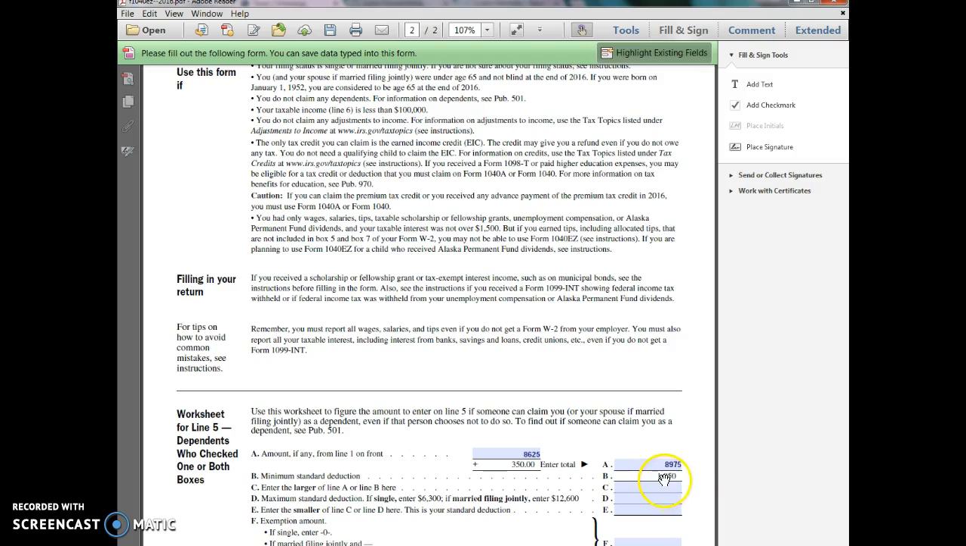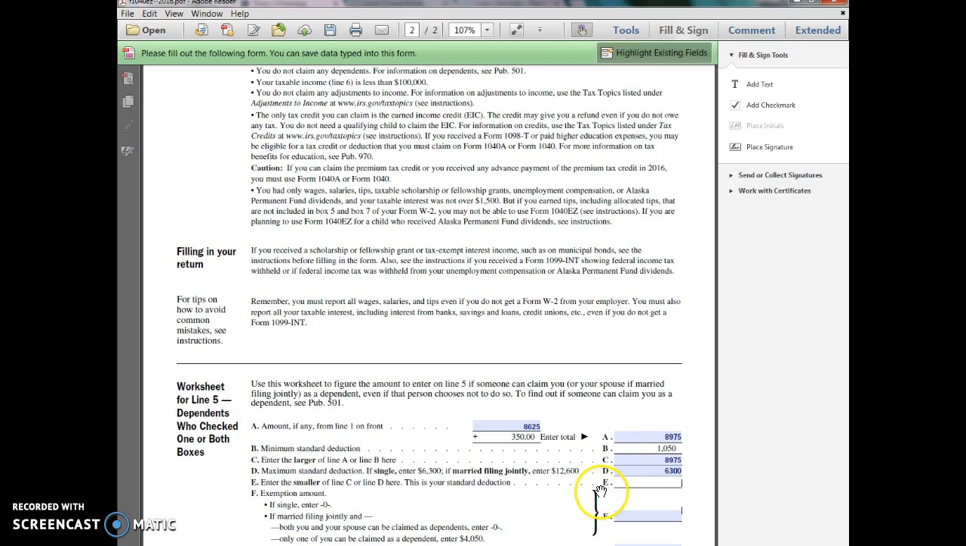Your minimum standard deduction is $1,050. What's larger? Maximum standard deduction: if single, enter $6,300. Allison's single. She's too young to be married, just like some of you are. The smaller of C or D.